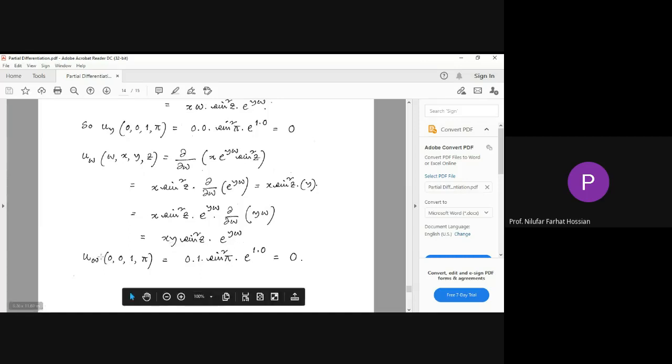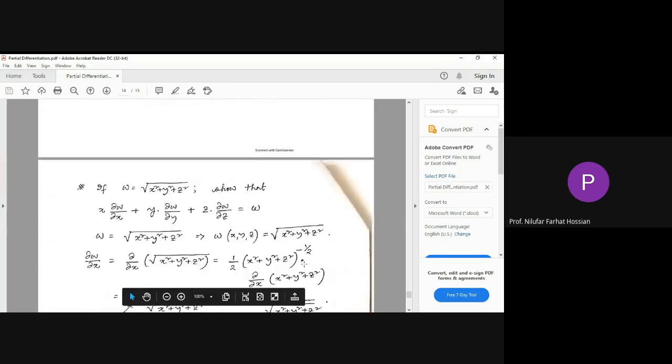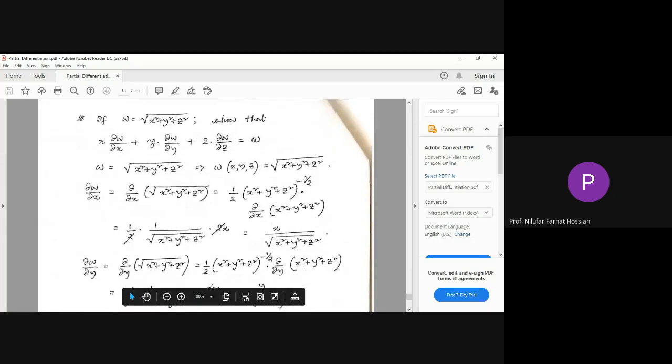The first one was for w, the second one x. So w equal to 0, x equal to 0, y equal to 1, z equal to pi. Ultimately this is 0. I think there is only one math remaining here.